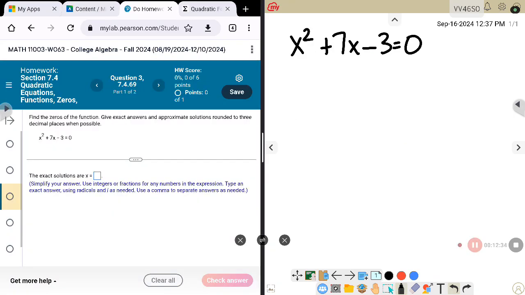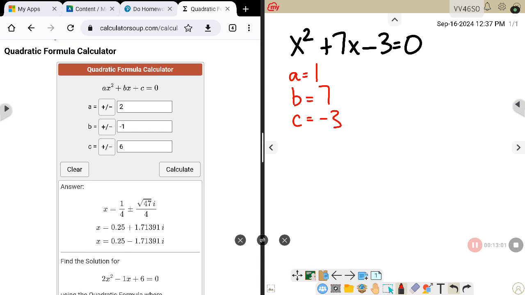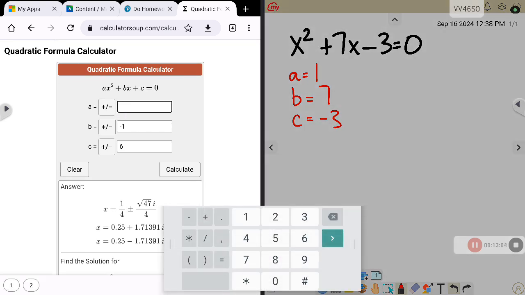Okay, let's work this one, and then I will show how to make sure you type in your answers correctly in MyMathLab. So looking at this one, my a is in front of x squared, so it's a 1. My b is in front of x, so it's a 7. C is the constant at the end, so it is negative 3. So I'm going to go to my quad calculator and put in my new numbers. My a is 1, my b is 7, and my c is negative 3.